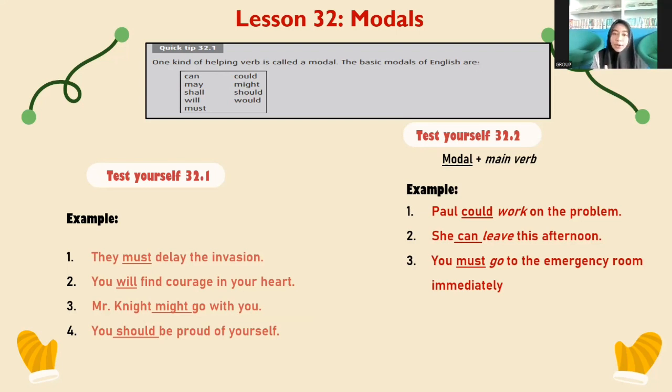4. You should be proud of yourself. Should is a modal. And next, test yourself 32.2, modal plus main verb. Example number 1. Paul could work on the problem. Could is a modal and work is the main verb. And 2. She can leave this afternoon. Can is a modal and leave is the main verb. And 3. You must go to the emergency room immediately. Must is a modal and go is the main verb.